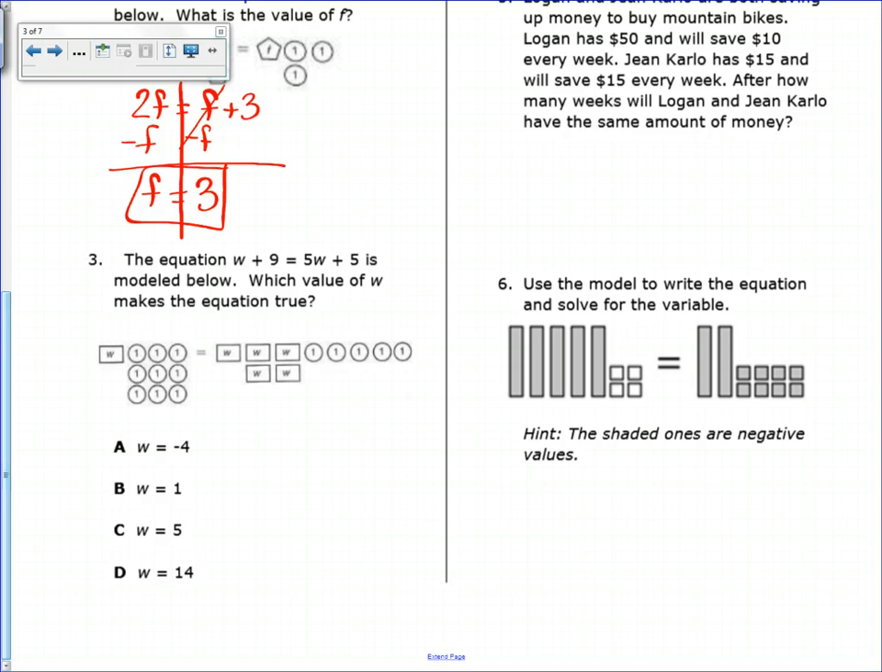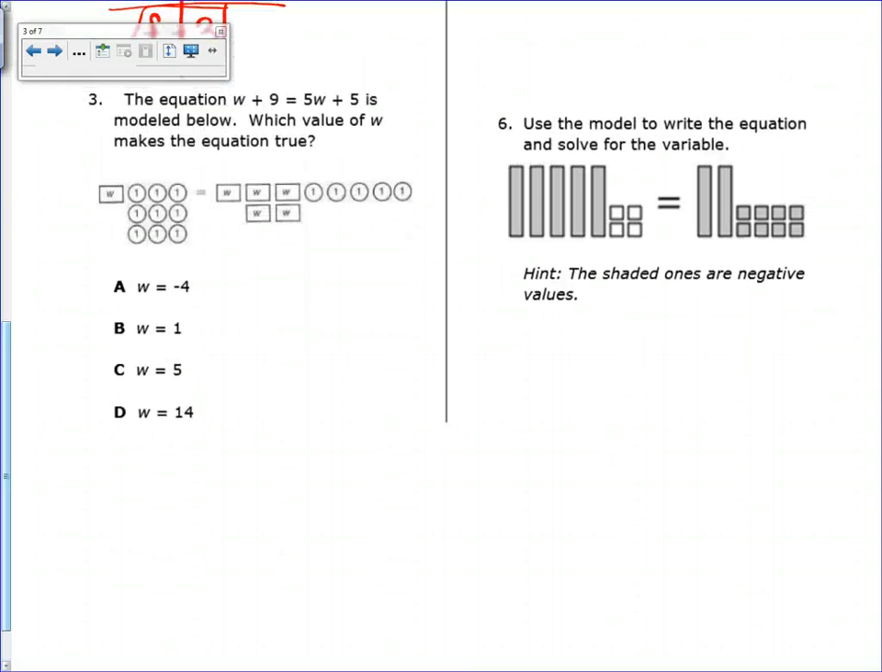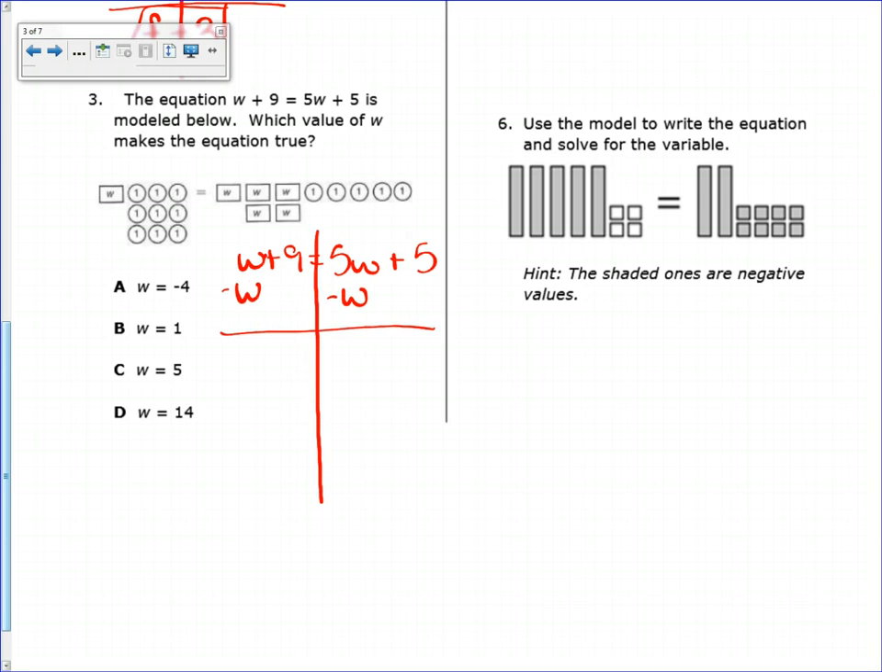Number 3. The equation w plus 9 equals 5w plus 5 is modeled below. Which value of w makes the equation true? So, all we're doing again, solving for w. Take away w from both sides. It's going to cancel here, and left with 9 on the left equals 5w minus w is 4w, and then bring down this 5.